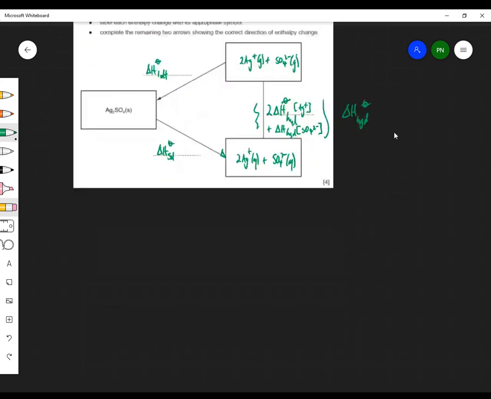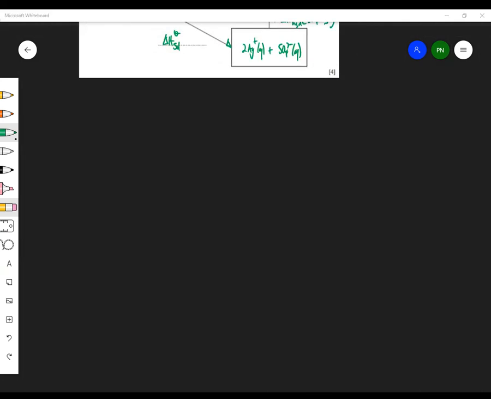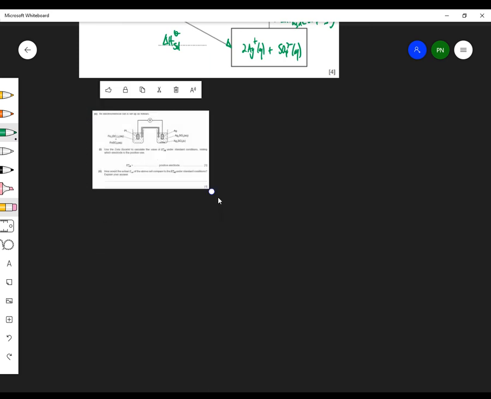Let's move on to the next bit. All right, this is something about cells, I think. There we are. Nice cell.